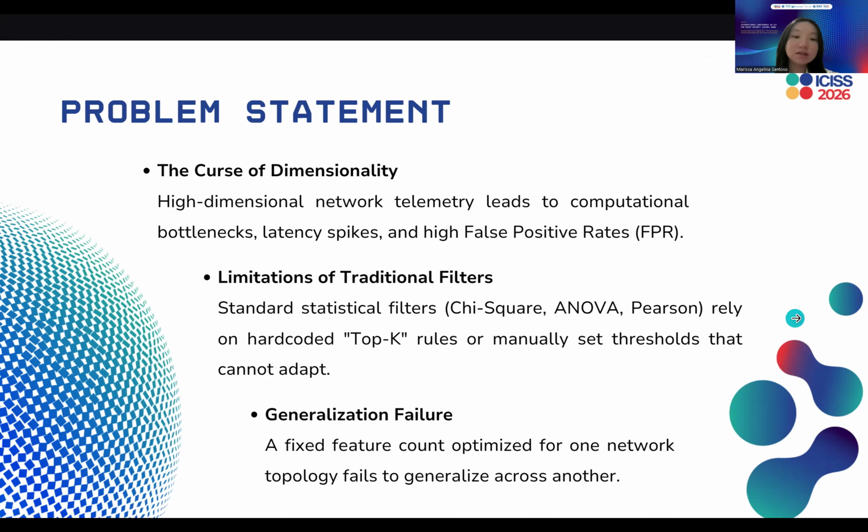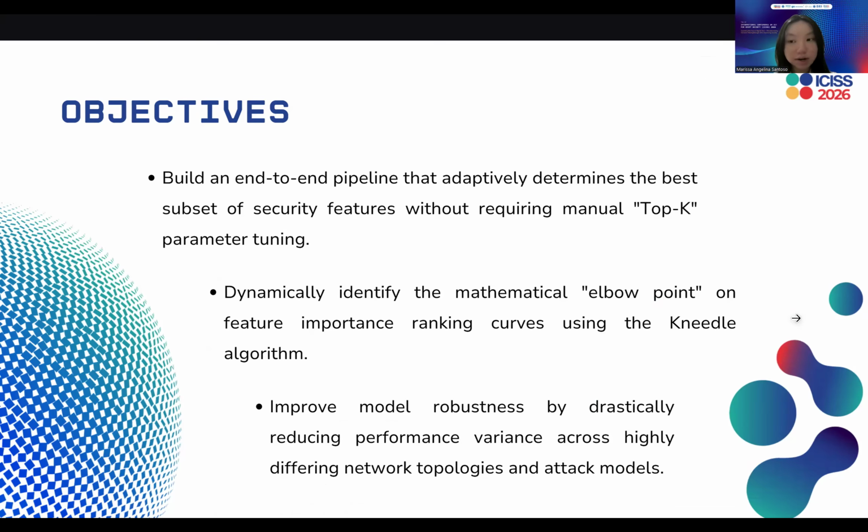So, to address this, our research outlines three objectives. The first one is to build an end-to-end pipeline that adaptively determines the best subset of security features without requiring the manual top K parameter tuning. And the second one is dynamically identifying the mathematical elbow point on feature importance ranking curves using the needle algorithm. And the third one is improving model robustness by drastically reducing performance variance across highly differing network topologies and also attack models.